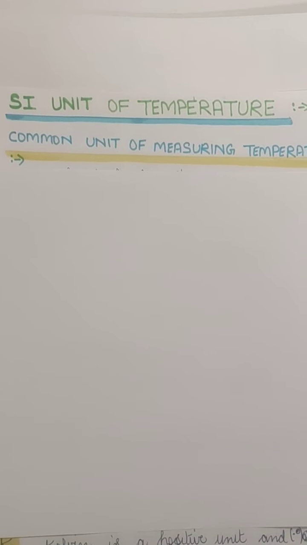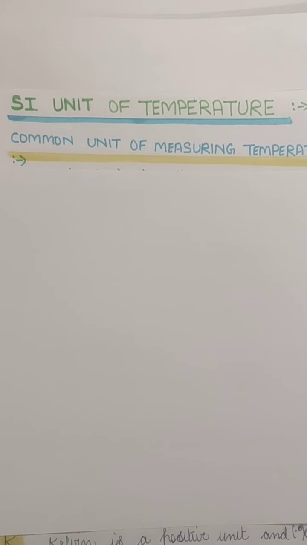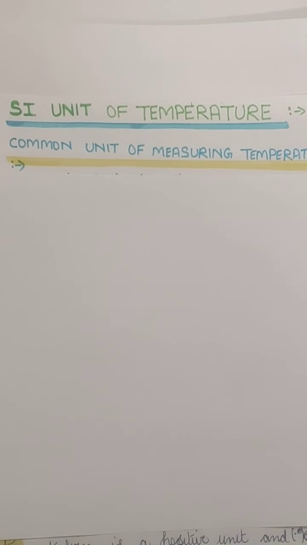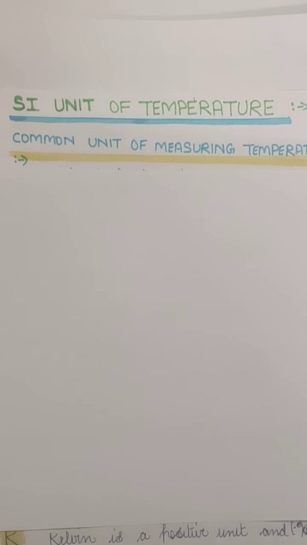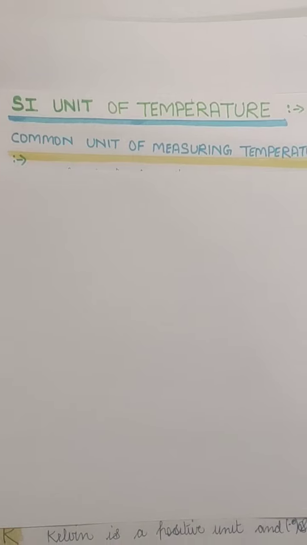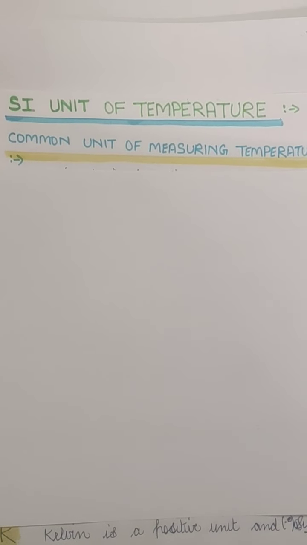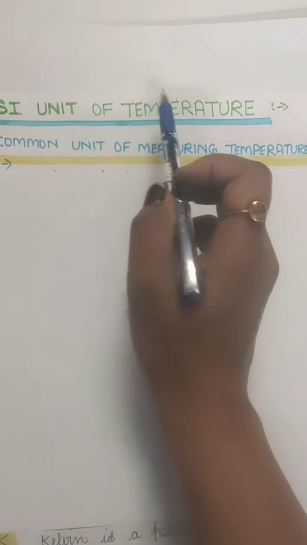Good morning, students. Let's begin our next topic of the chemistry portion, chapter number 1, that is matter in our surroundings. So in the previous video, we have learned about what matter is, how it is made, and what its physical types are. So today we'll be learning about the standard unit of temperature, which is called the SI unit of temperature.